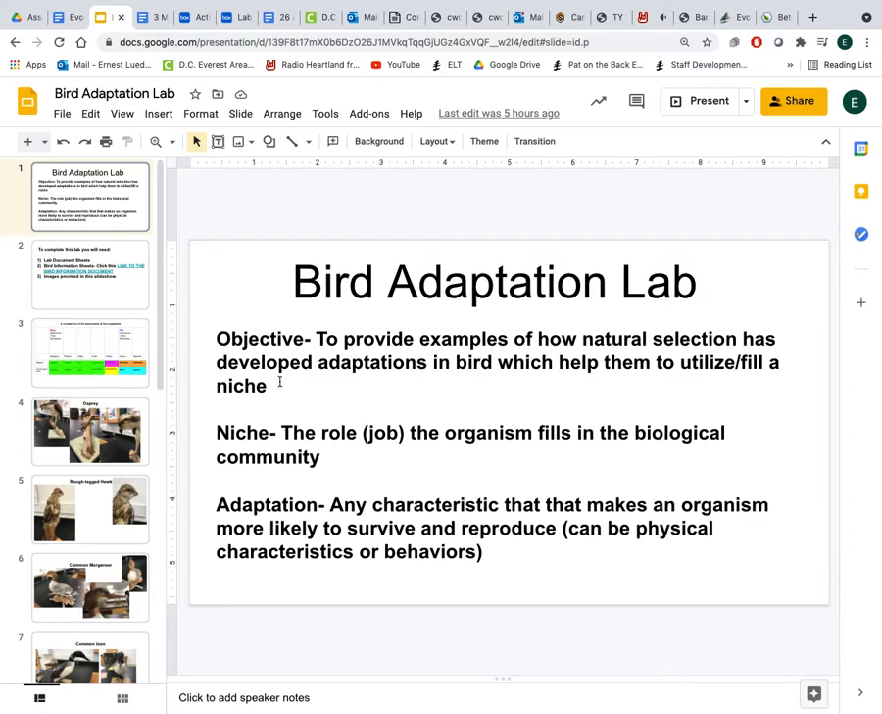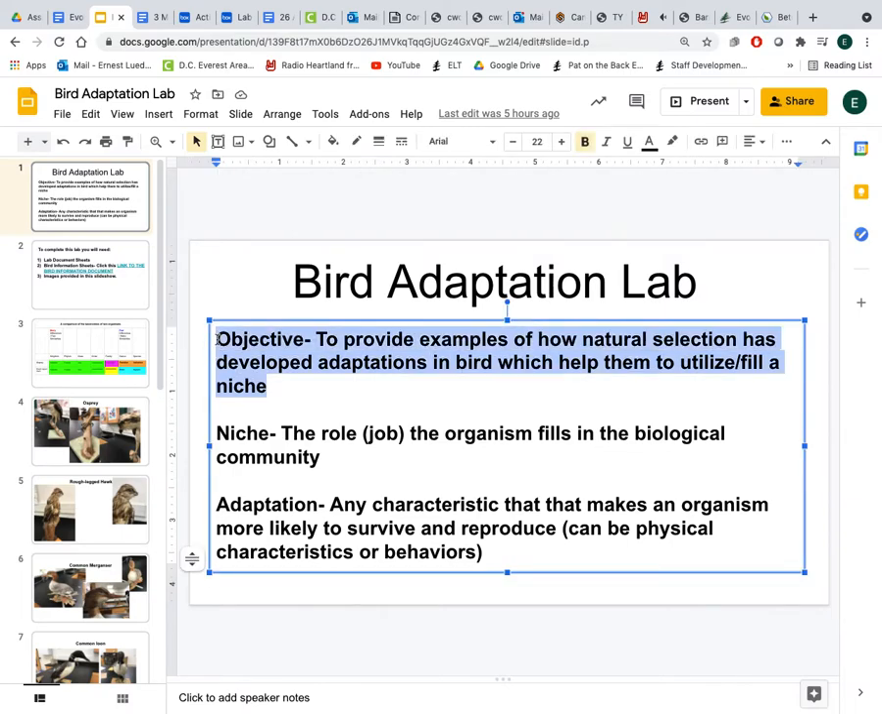So the primary objective of the lab, like it says, is to provide examples of how natural selection has developed adaptations in birds, which helps them to utilize a particular niche. And then, of course, niche is a vocabulary word. The definition being it's the role the organism fills in the biological community, where you can kind of think about it like its job. And then, of course, a little review of the definition of adaptation. So any characteristic that makes an organism more likely to survive and reproduce is an example of an adaptation.